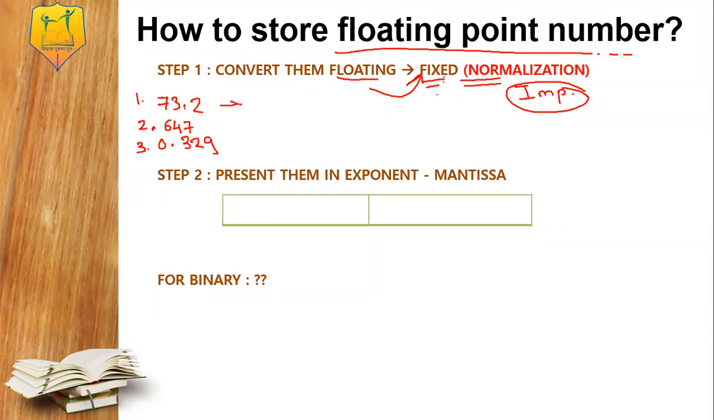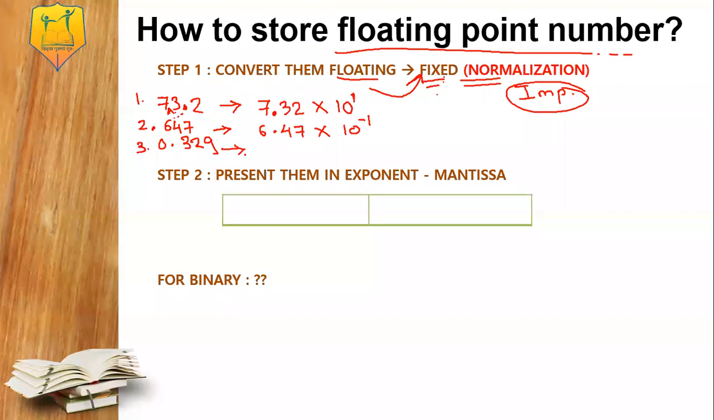So how am I going to convert them? Simple. What does fixed point say? Only keep that dot after the first digit. So that is 7.32 into, obviously it is decimal, so that's why my base is 10, raised to how many digits I shifted, only one digit, so it's 10 raised to 1. Okay, next, this is 0.647, so here I am doing 6.47 into 10 raised to how many digits I converted over here. Obviously only one digit I shifted, so here minus 1. Okay, 6.47 into 10 raised to minus 1.